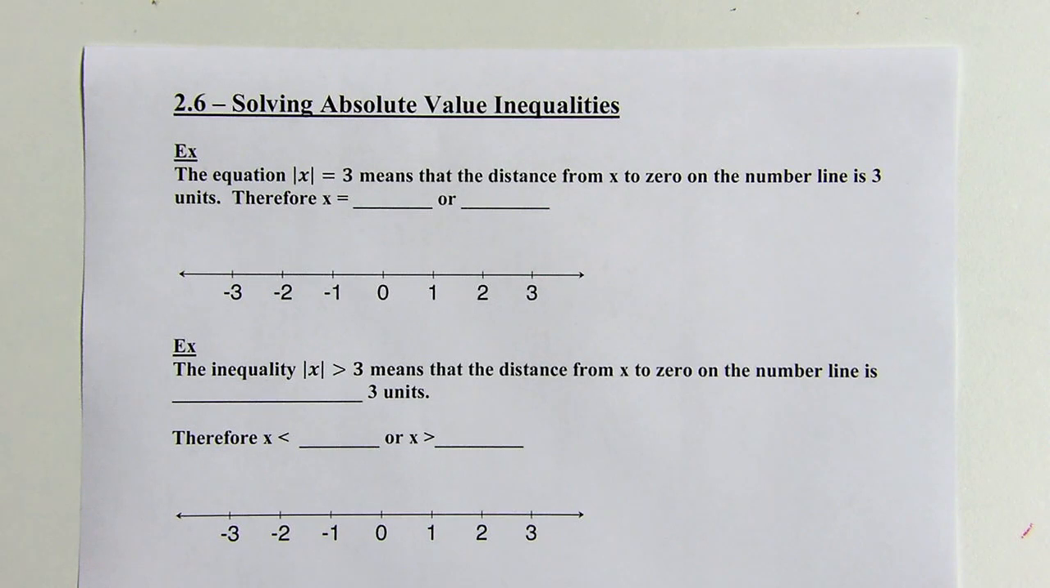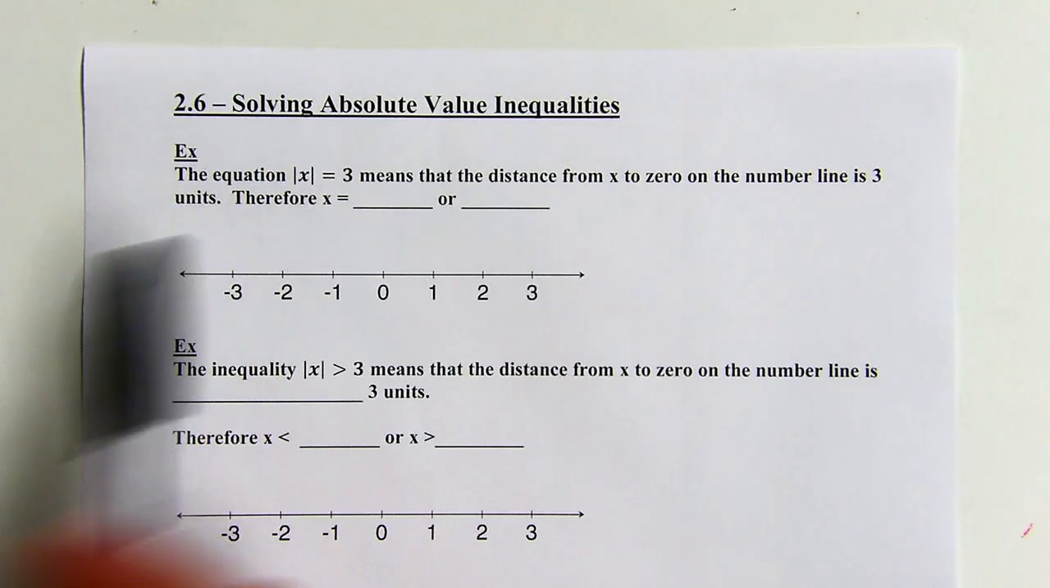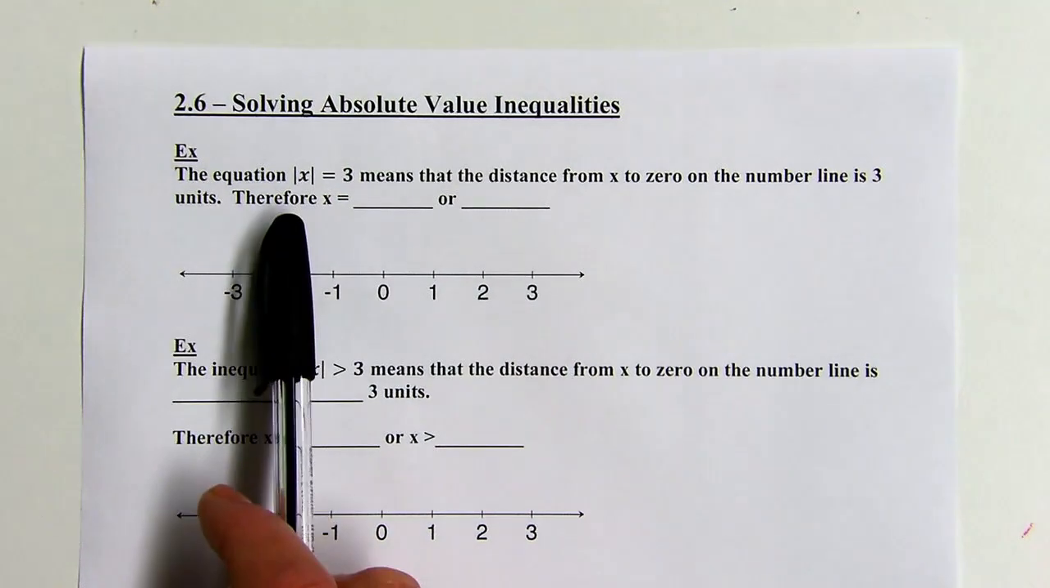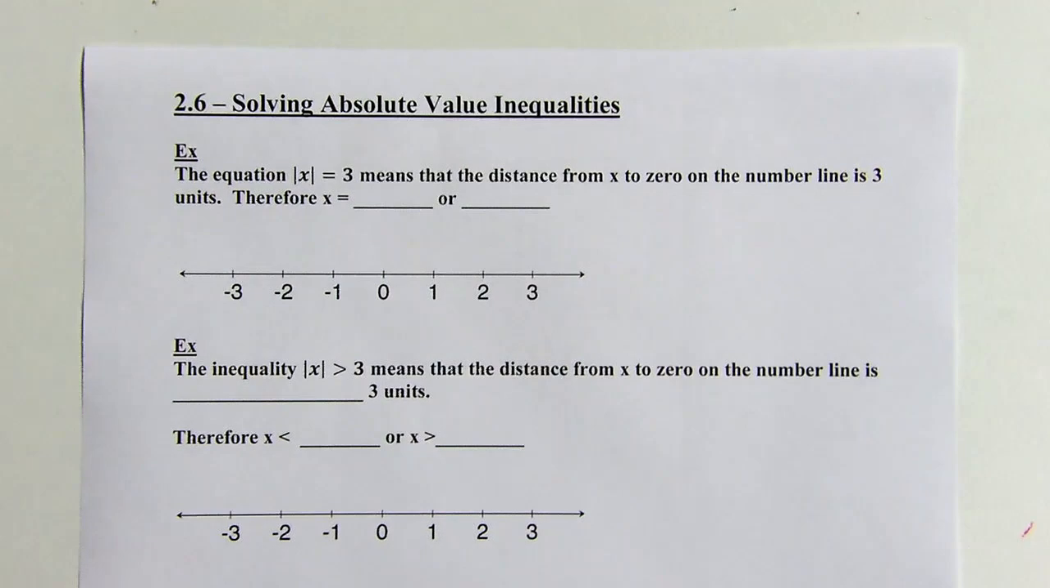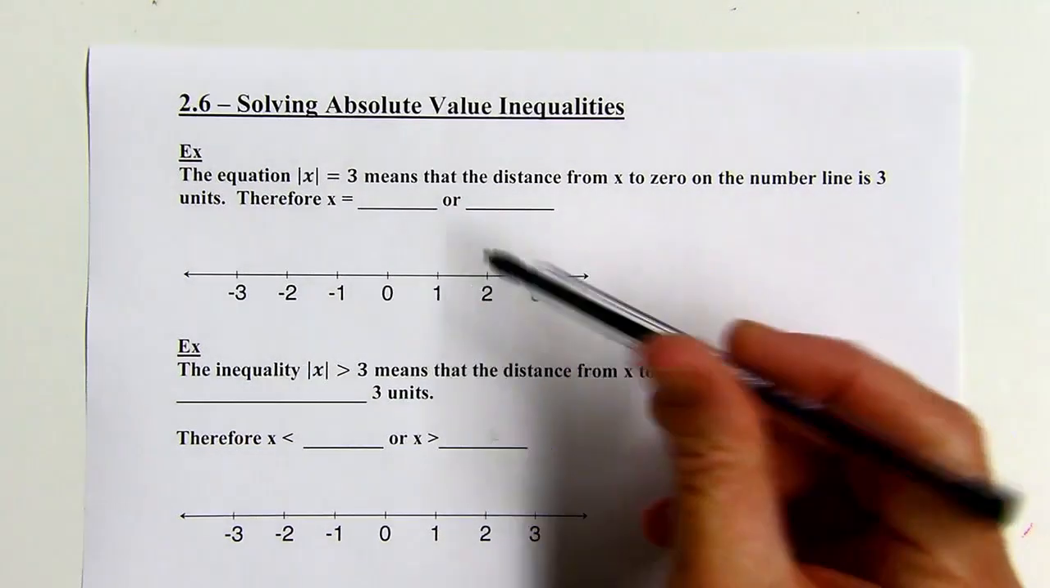Okay, 2.6 is solving absolute value inequalities. So this is an equation here. I've got an absolute value equation. The absolute value of x equals 3 means that the distance from x to 0 on the number line is going to be 3 units.